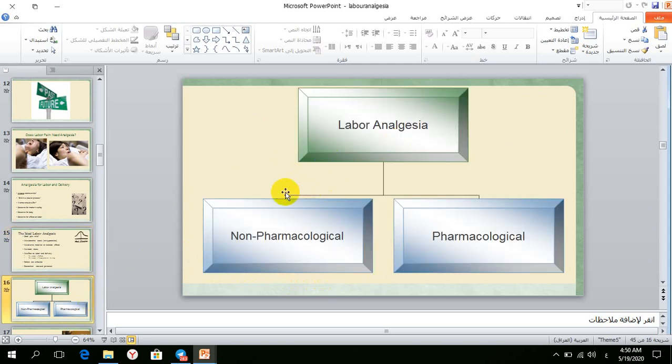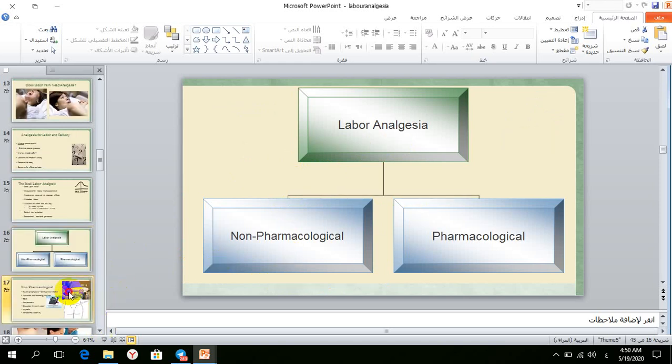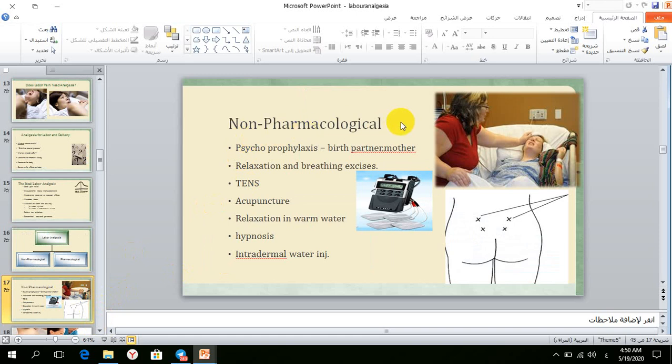Labor analgesia عندنا pharmacological وعندنا non pharmacological analgesia. Non pharmacological analgesia: psychoprophylaxis, birth partner, mother, relaxation and breathing exercise, TENS, acupuncture, relaxation in warm water, hypnosis and intradermal water injection. Intradermal water injection gives analgesia for labor.